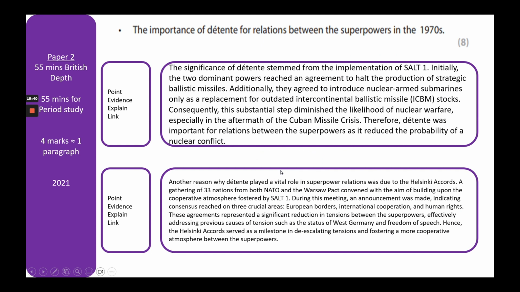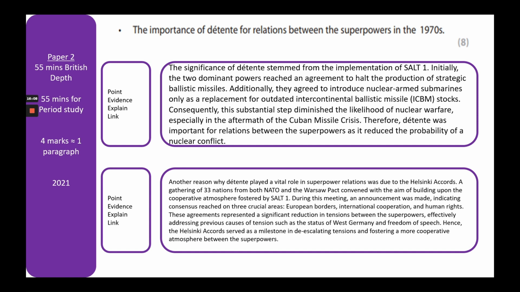And this is the final question, and remember, if you're doing the exam, you don't have to answer all 3 of these, you just have to answer 2. So the final one was explaining the importance of détente for relations between the superpowers in the 1970s. So straight into it. The significance of détente stemmed from the implementation of SALT 1. And that's completely fine to use the acronym, by the way. You don't have to write it out even the first time. You're in an exam, just get it done.